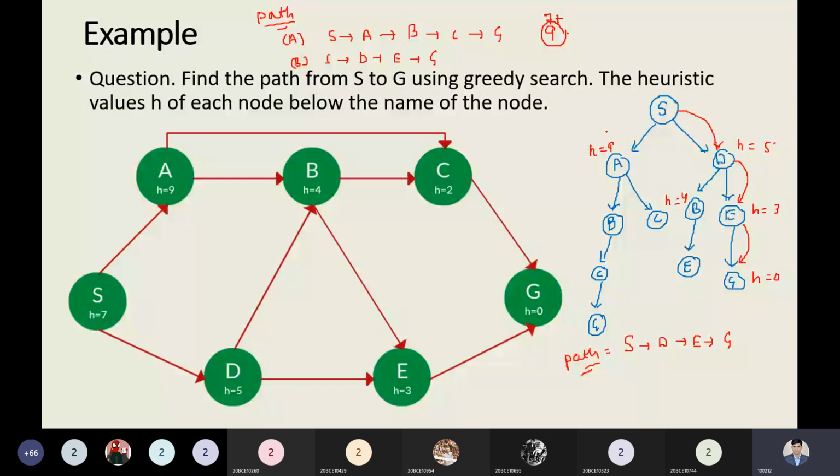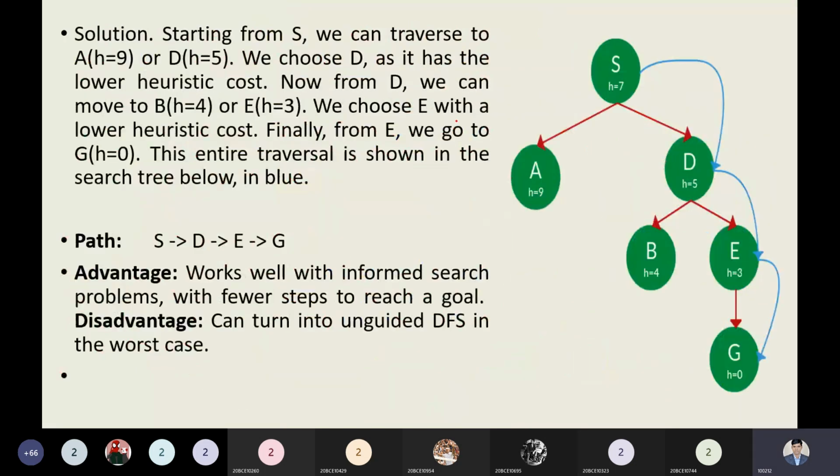So as initial level from S to A I move. What is the heuristic value we have? Comparing 9 and 5, definitely I need to move to the D because it contains the least heuristic value. If it contains the least heuristic value, my traversing cost will be minimum from S to D compared to S to A. That is the reason. Now here I am sharing my solution. You can go to that part. Everything is mentioned over here. The solution I have spoken over here, that is the solution.